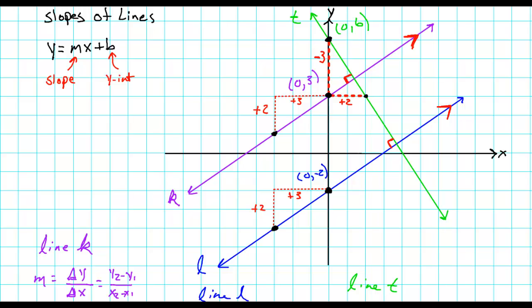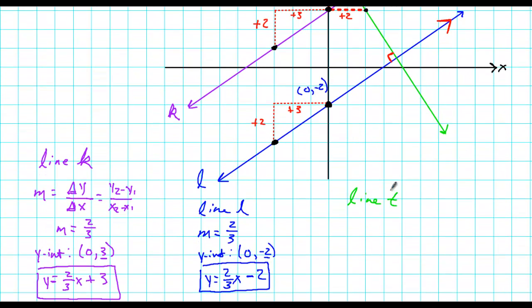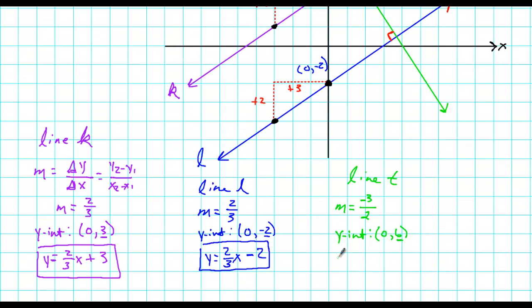So now we can talk about line T. So the slope of line T, the change in the y values, was negative 3, over the change in the x values was positive 2. The y-intercept is (0, 6). And remember, 6 is what we're after, right? So we're going to write down y equals negative 3 over 2x plus 6.